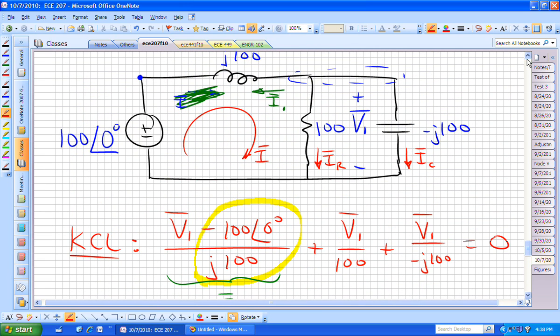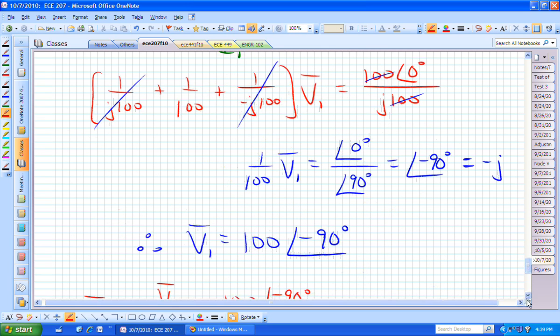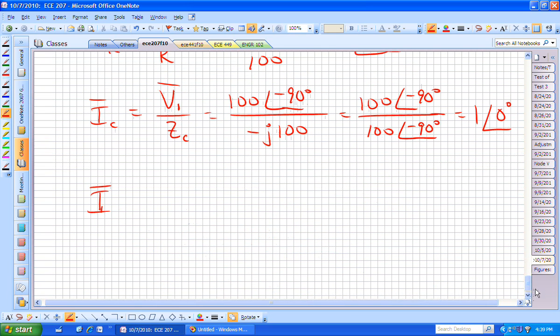Now what I actually want is this guy, and I could do KCL at that node and say that I bar is equal to I sub R plus I sub C. So this is now I sub R plus I sub C, and I have both of those. This one is 1 at minus 90. I have the other one as 1 at 0 degrees.